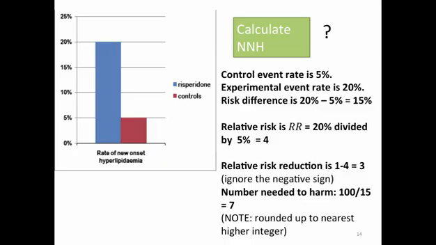Now, number needed to harm is nothing but 1 by ARR. Now, we have established the ARR is 15%. So 1 by 15% is nothing but 100 by 15. So you will get number 7. This is the number rounded up to the nearest higher integer. This is the NNH value from this example.